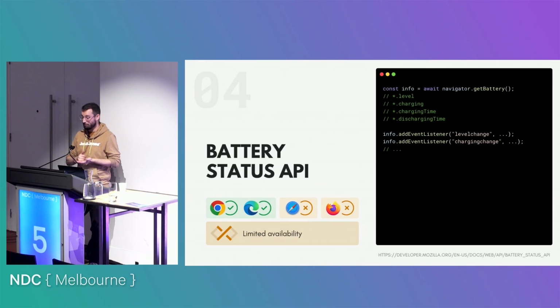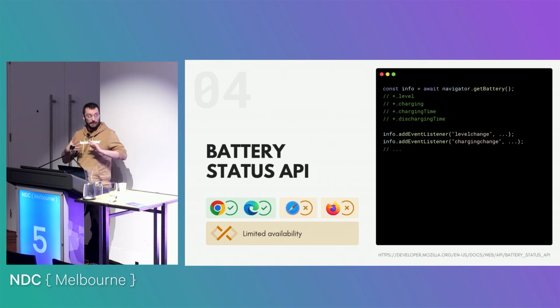You have Navigator get battery that gives you an object of certain meta information like the current level, whether it's currently charging, so that's just a Boolean. When it's charging, it will give you an estimate of how long until the battery is fully charged. If it's not charging, it will give you an estimate on how long until it's completely empty. And then again, you have events in this case for each of those attributes. You have a different event that just tells you whenever it changed.